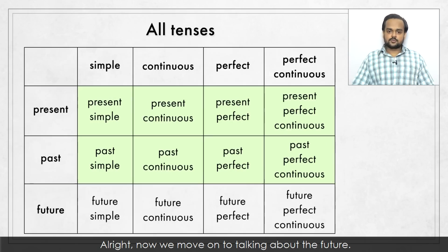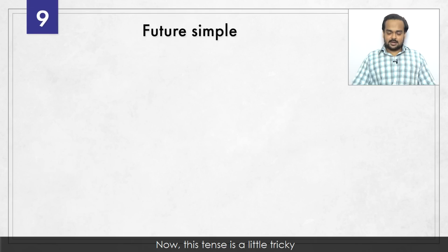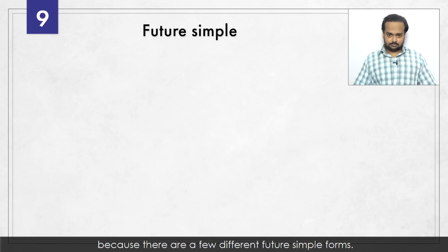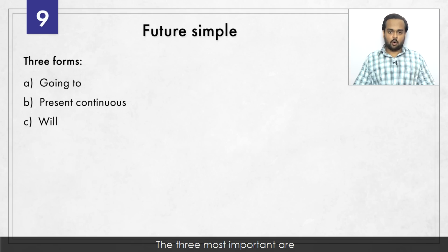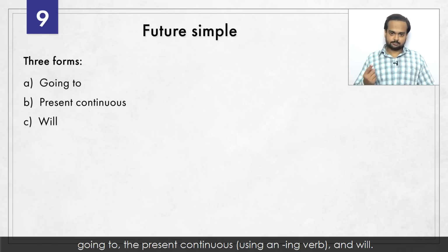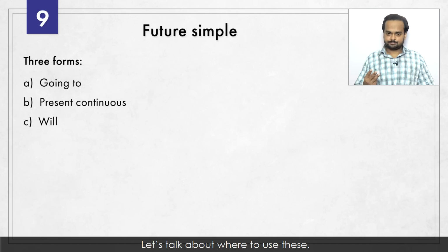All right, now we move on to talking about the future. The first tense for us to look at is the future simple. Now this tense is a little tricky because there are a few different future simple forms. The three most important are going to, the present continuous using an ing verb, and will. Let's talk about where to use these.